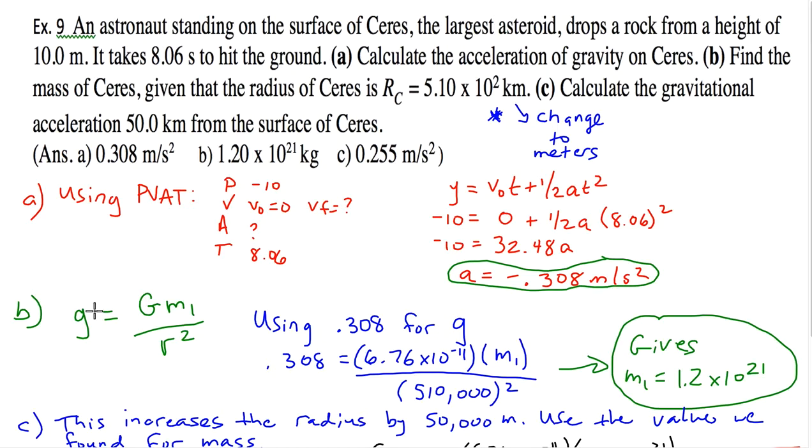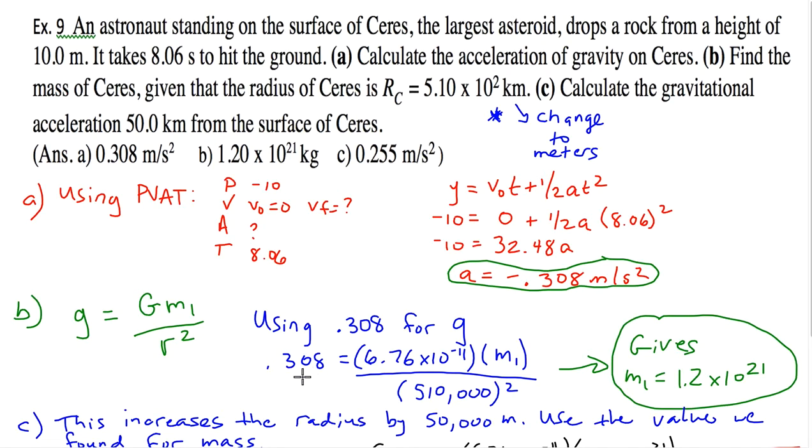Now, going to part B, I'm going to show you this formula, and I'm going to explain it in the next problem. But this formula is for calculating the acceleration of gravity on a planet, any planet. M1 stands for the mass of that planet, and R stands for the radius of that planet. We'll see in a second why this works. This was calculated from Newton's law of gravitation. But now we know that the gravity on Ceres is 0.308.